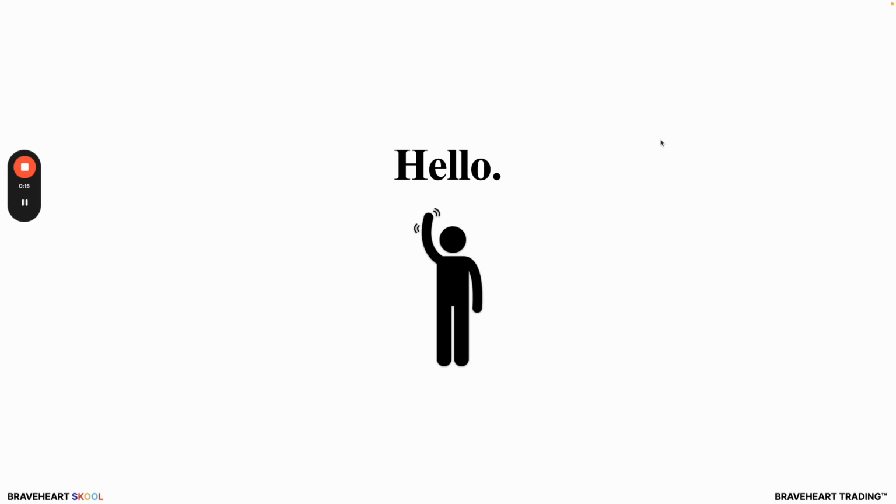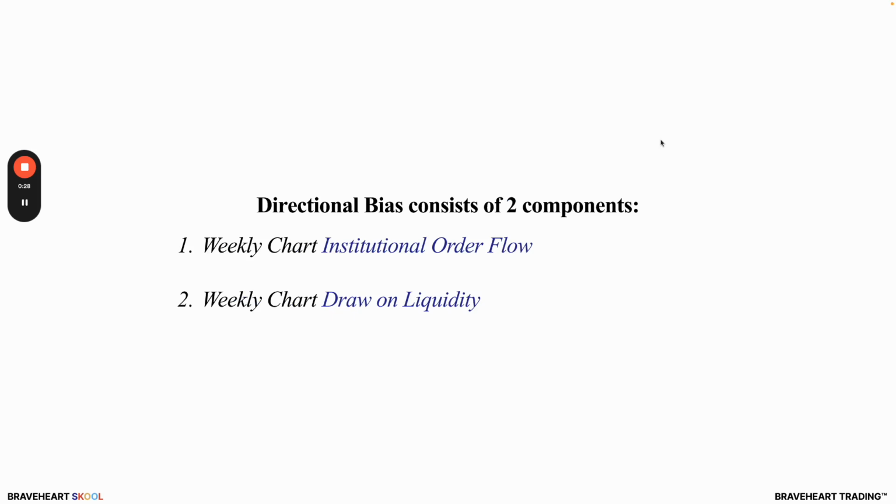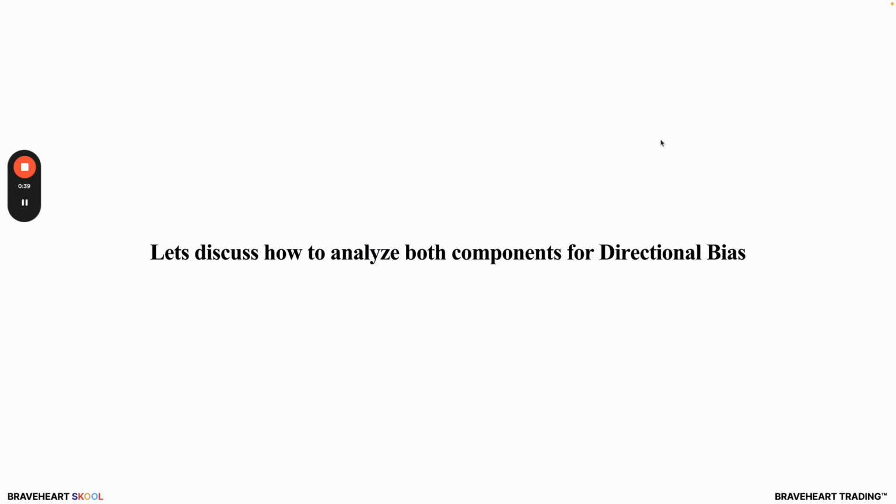Let's get straight into it. So in this video, we'll cover the following. Plus, receive a directional bias printout at the end. So start from the weekly open and find a directional bias for the week every Sunday. And directional bias consists of two components: weekly chart institutional order flow and weekly chart drawn liquidity. Let's discuss how to analyze both components for directional bias, starting with weekly chart institutional order flow.